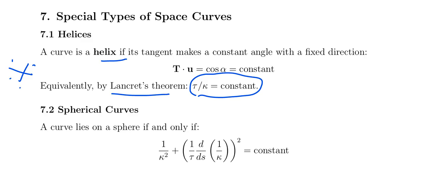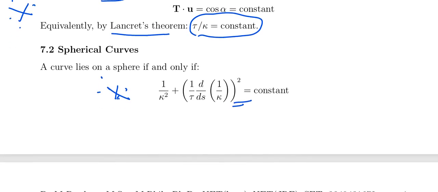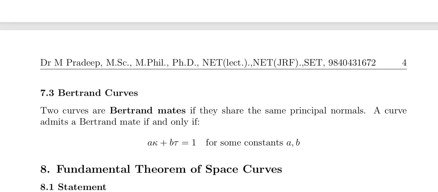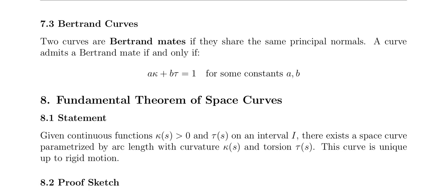And a spherical curve is a curve that lies on a sphere. A curve lies on a sphere if and only if 1 by kappa square plus 1 by tau d by ds of 1 by kappa whole square equals constant, that is also very important. And a Bertrand curve is when two curves share the same principal normal, that is called a Bertrand curve. A curve is Bertrand if and only if a kappa plus b tau equal to 1, that is very important for the Bertrand curve.